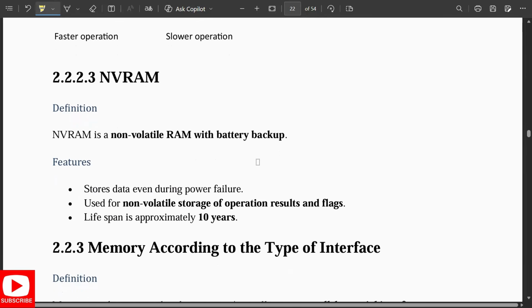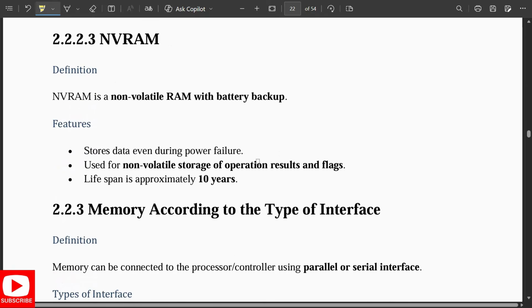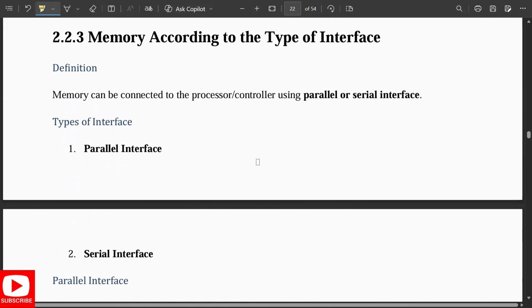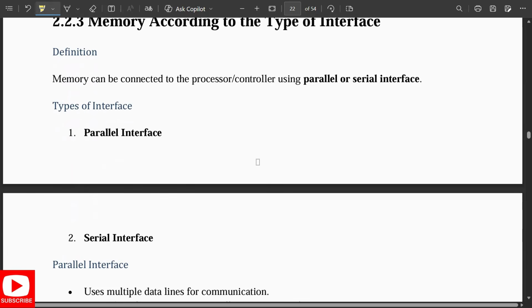NVRAM is a non-volatile RAM with the battery backup, as we learned before, which stores the data even during the power failure. Used for the non-volatile storage of the operation results and flags. Lifespan is approximately 10 years. Memory according to the type of interface: we are having two types of interface. One is parallel interface and the other is serial interface.